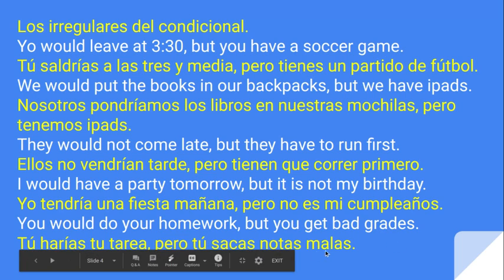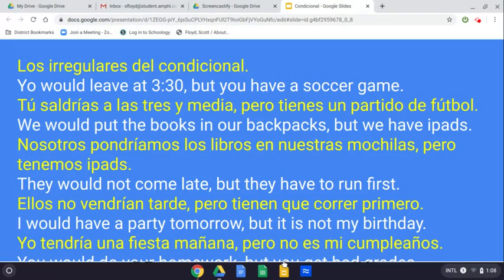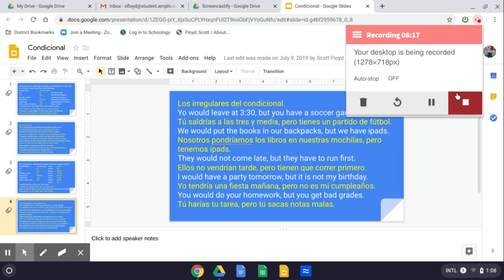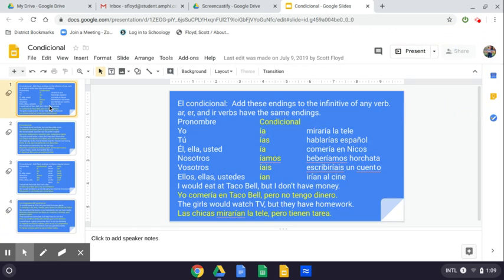So that is the conditional tense, something that would happen or could happen, but that hasn't happened yet. And so anytime you do that, make sure that you add the endings ía, ías, ía, íamos, íais, ían.